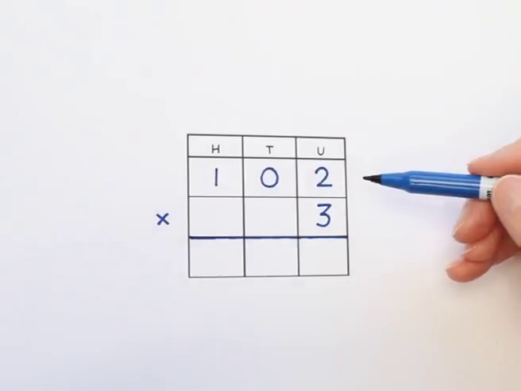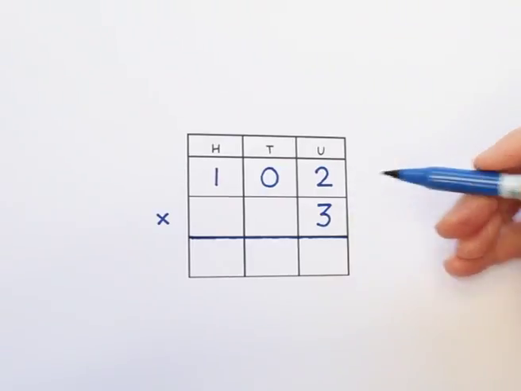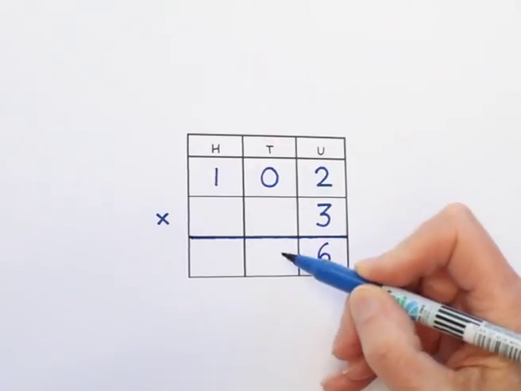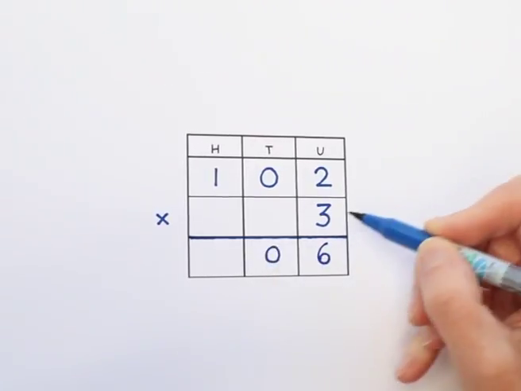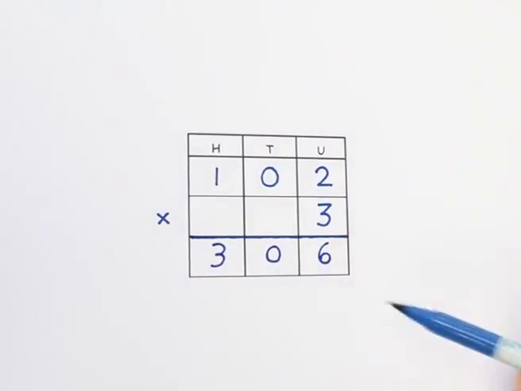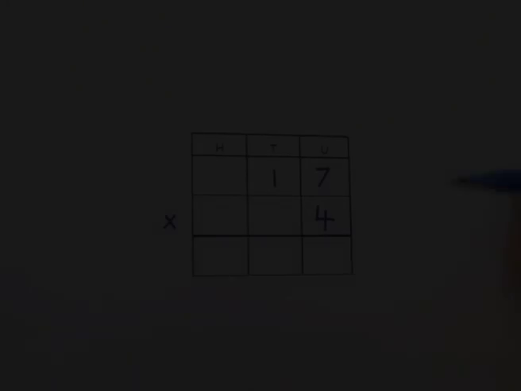The third example is 102 times 3. 3 2's are 6. 3 lots of nothing is nothing. And 3 times 1 is 3. The answer is 306. Here is another example.